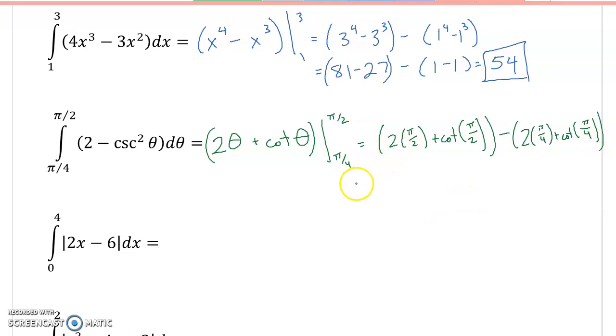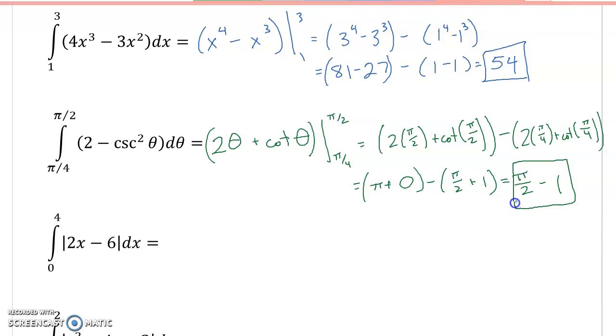All right, well, 2 times pi over 2 is pi. Cotangent of pi over 2 is 0. 2 times pi over 4 is pi over 2. And cotangent of pi over 4 is 1. So we are subtracting the pi over 2. We are also subtracting the 1. Don't forget your basic algebra here. So pi minus pi over 2 is pi over 2, and 0 minus 1 is -1. And that should be your final answer.